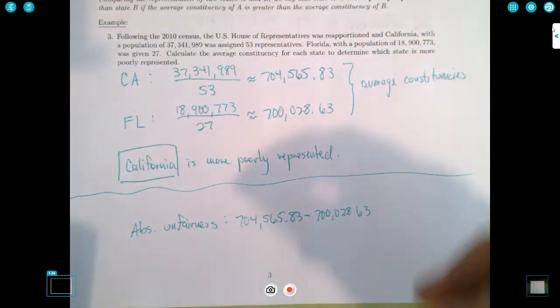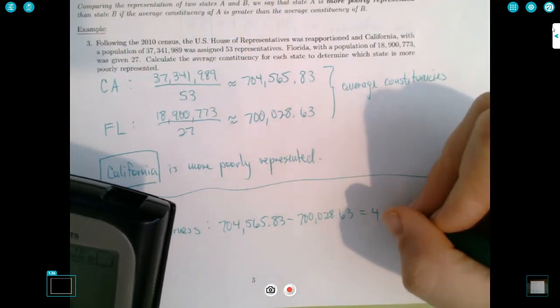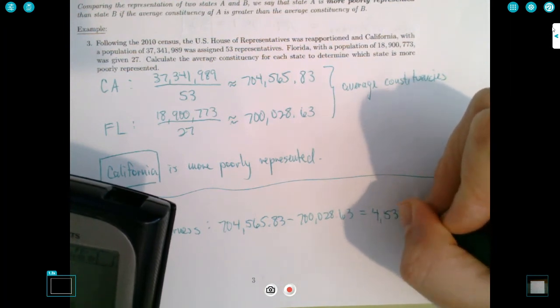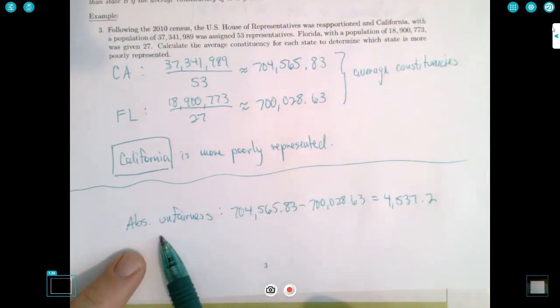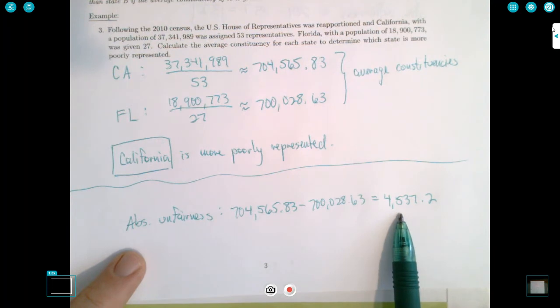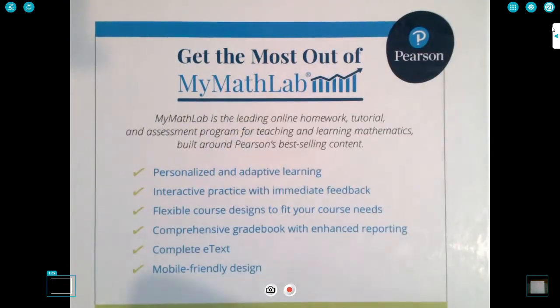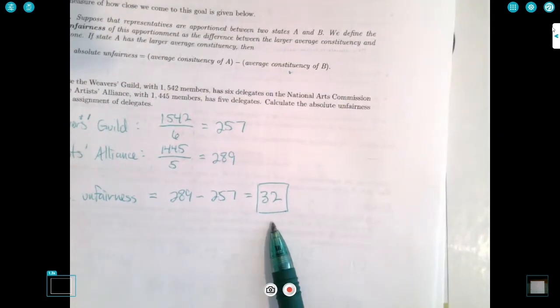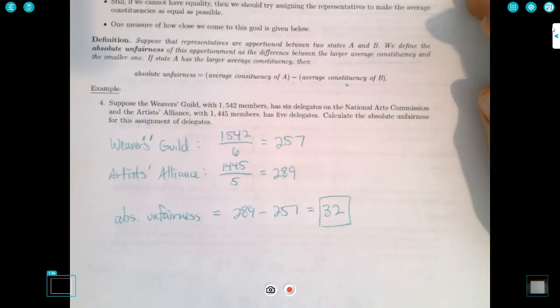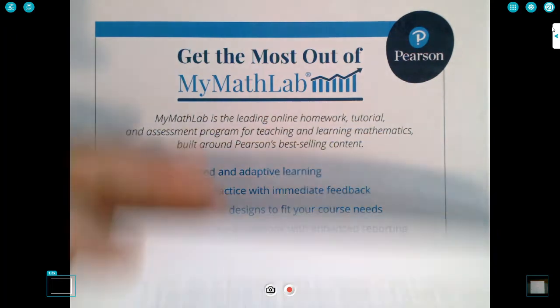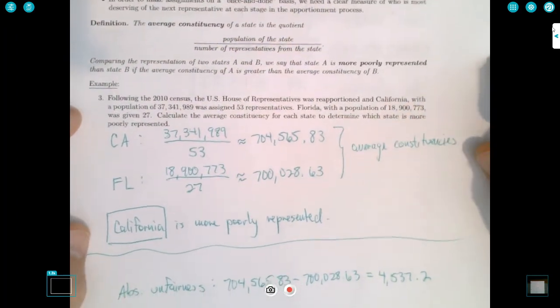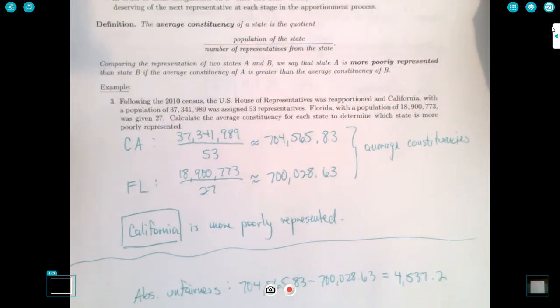That comes out to 4,537.2. And you might look at that and think, okay, the absolute unfairness here is over 4,500, whereas the absolute unfairness here is just 32. Based on that, you might walk away with the assumption that this is a better apportionment for this set of circumstances than this apportionment is for this set of circumstances. But you'd be wrong to make that assessment.